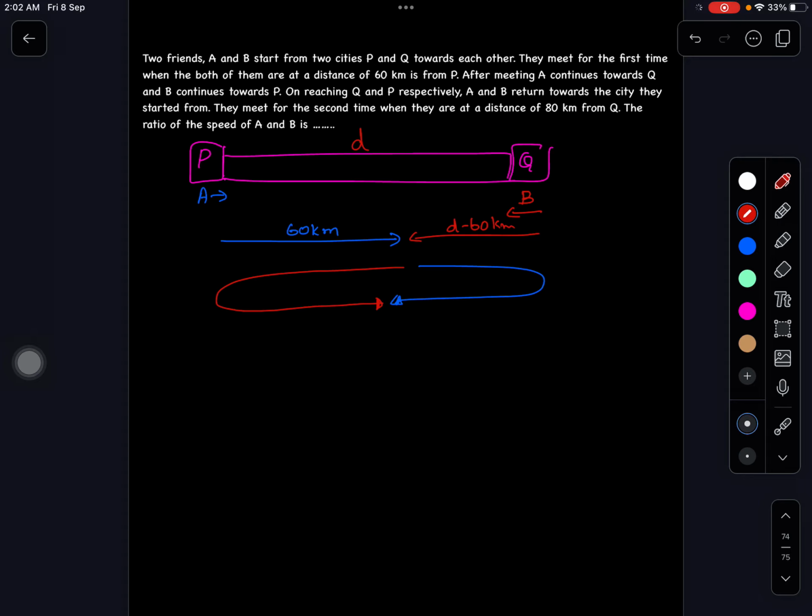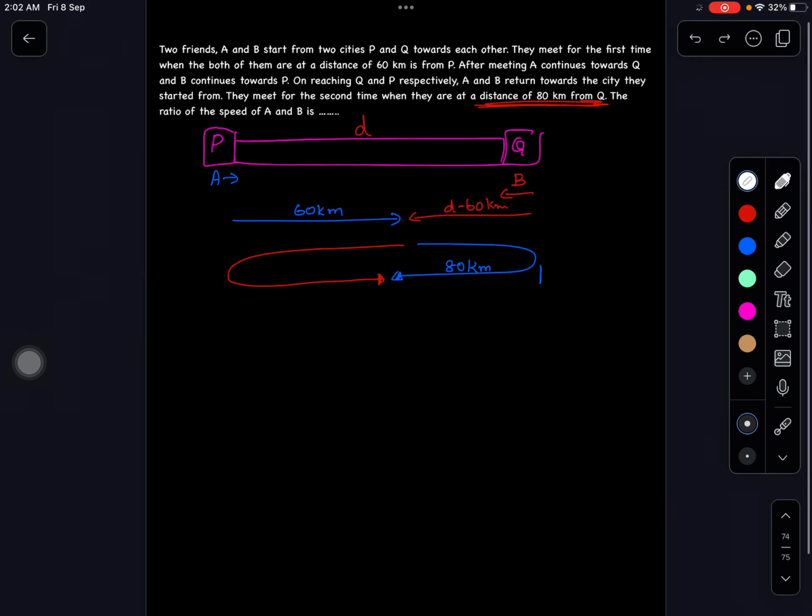Now the data point that they're giving is when they are meeting for the second time, they're at a distance of 80 kilometers from Q. So this distance is 80 kilometers is what they are saying. Not this entire distance, rather just this left side distance. I mean just this distance is 80 kilometers.